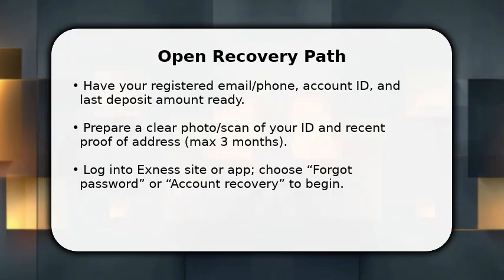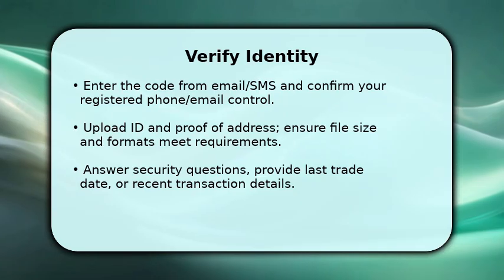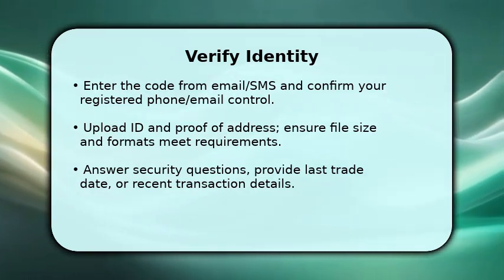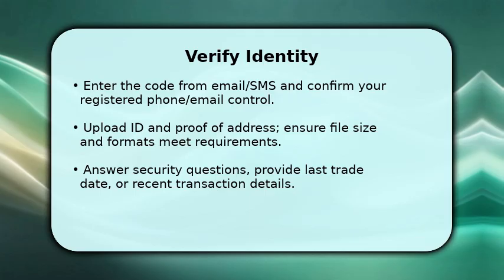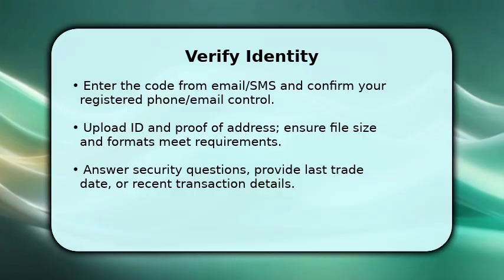You now verify identity. Enter the code sent to your phone or email and confirm control of that contact method. This proves ownership. Next, upload your ID and proof of address following Exness file type and size rules. Make sure edges are visible and text readable.